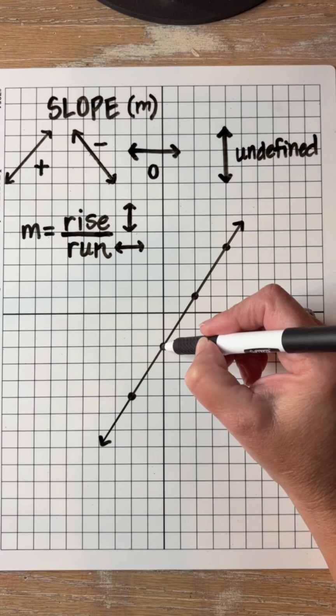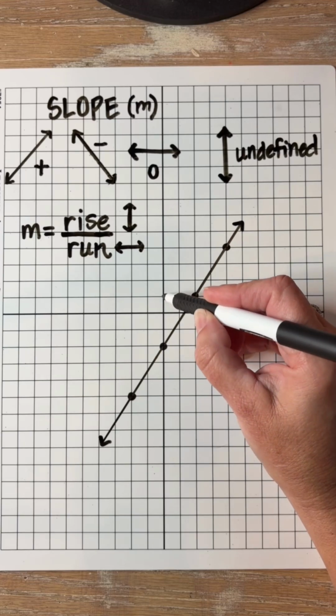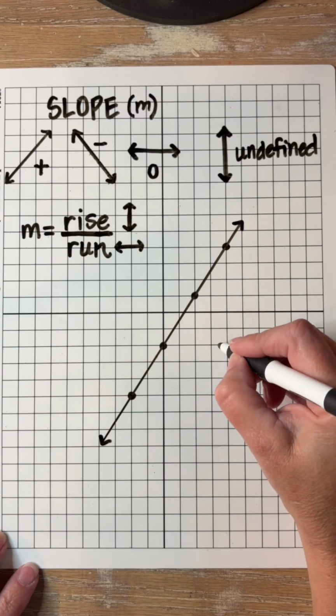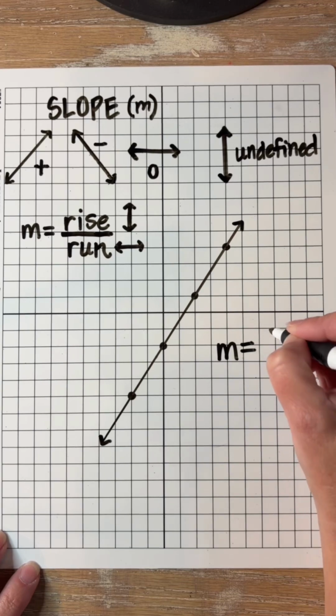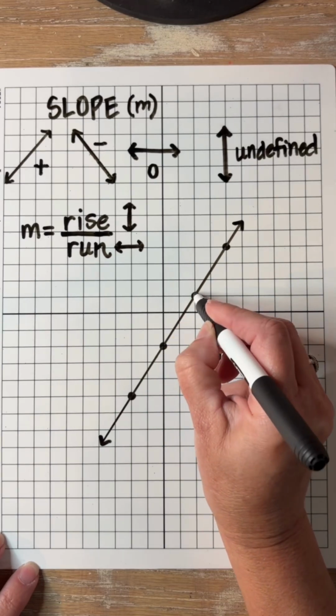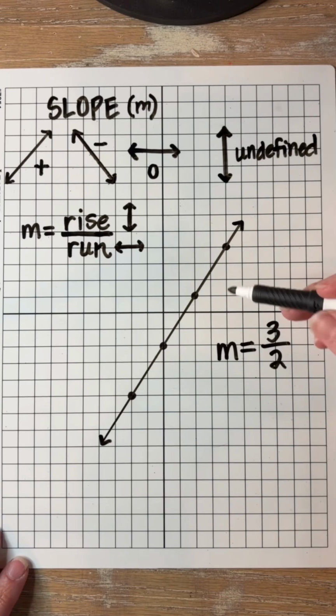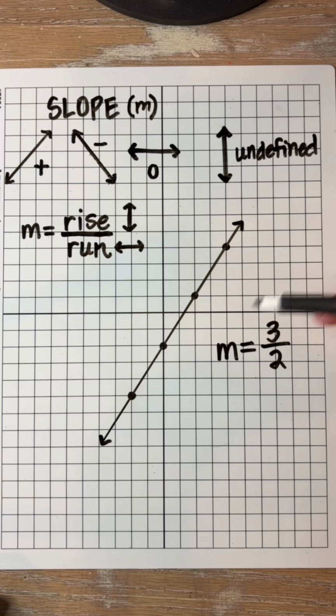How far would I have to go up? I would have to go up 3. So my rise for this line is a positive 3. And I would have to go to the right 2. So my run is a positive 2. So that means the slope of this line is 3/2.